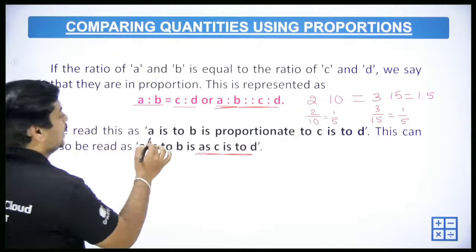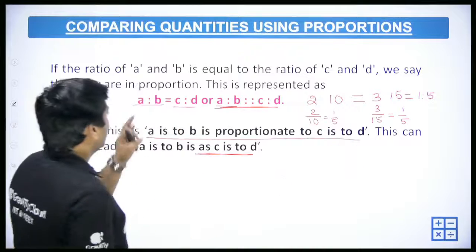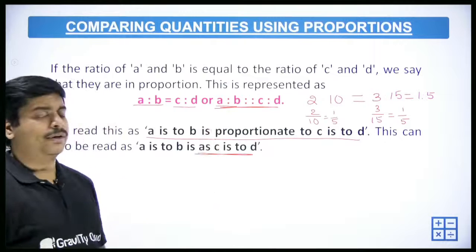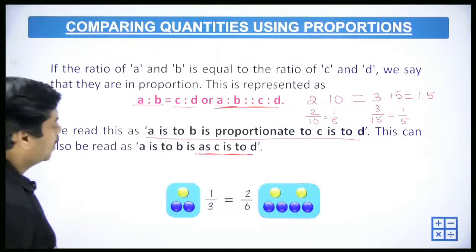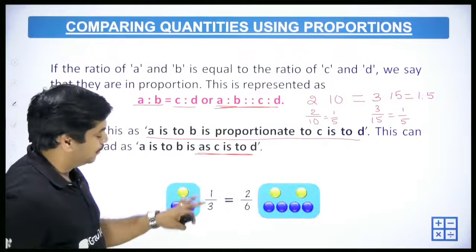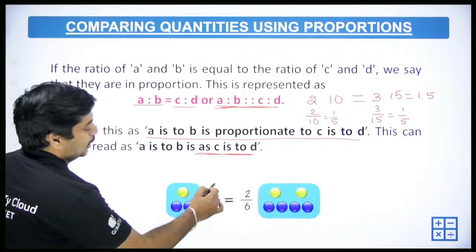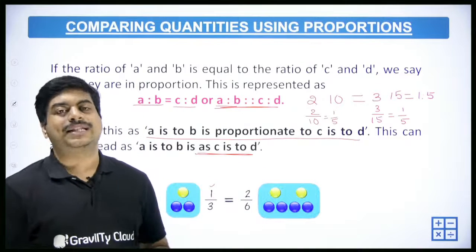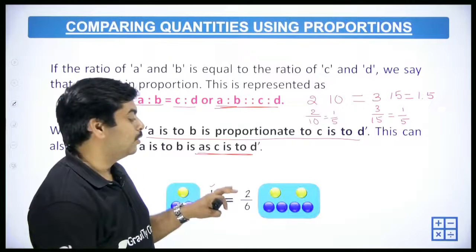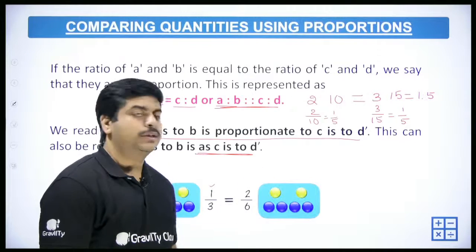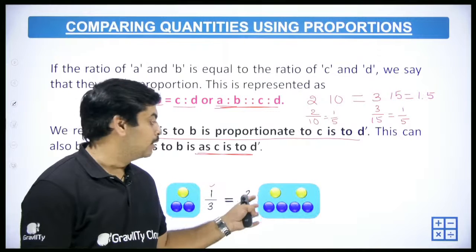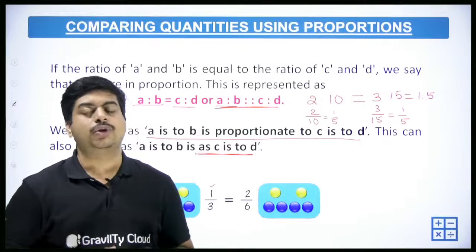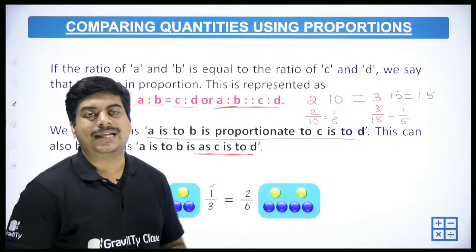We read this as A is to B is proportionate to C is to D. That is how we try to bring some relations. As a small example, if you're talking about yellow balls: out of 3 balls, 1 ball is yellow, and out of 6 balls, 2 balls are yellow. These two are the same ratios, so we say they are in proportion. In proportion, we don't talk about how many balls we have, how many green balls, yellow balls or blue balls. But the final value of the ratio should be the same throughout. Then we say they are in proportion.